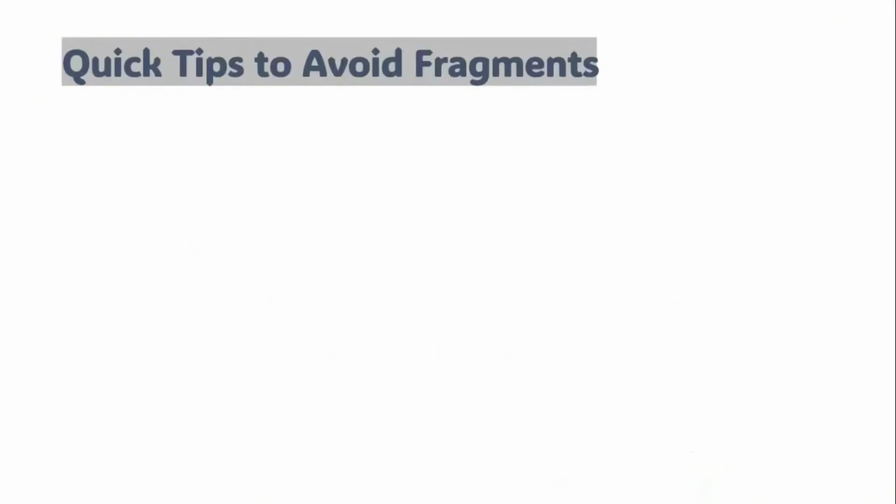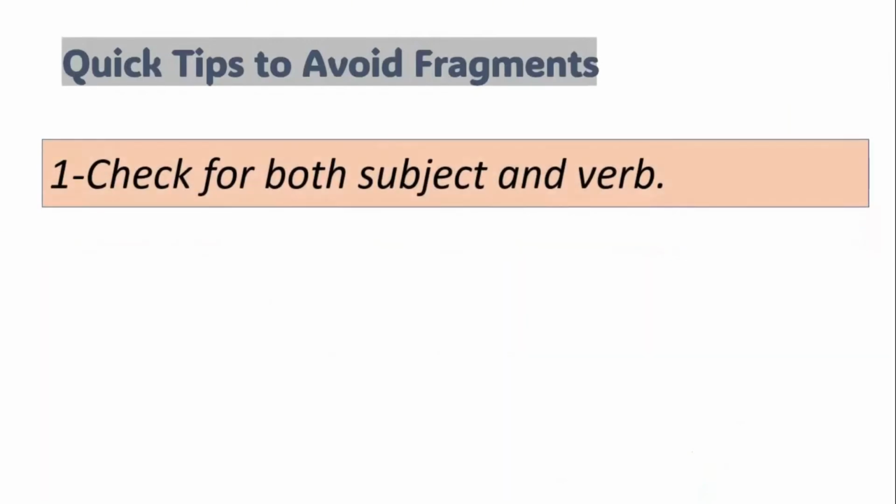Now I'll give you quick tips in order to avoid fragments. Simply try to check for both subject and verb when you finish your writing, especially in final exams. I know that people tend to be nervous, but we usually give you the advice of trying to save yourself about 5 minutes at the end in order to proofread. Check every sentence: do I have a subject? Do I have a verb? Subject, verb. If they are both there, then most probably it's okay.